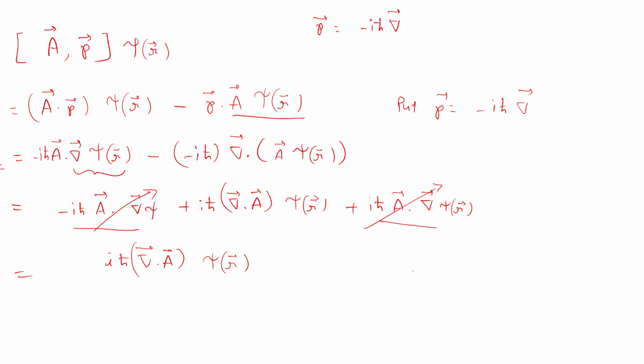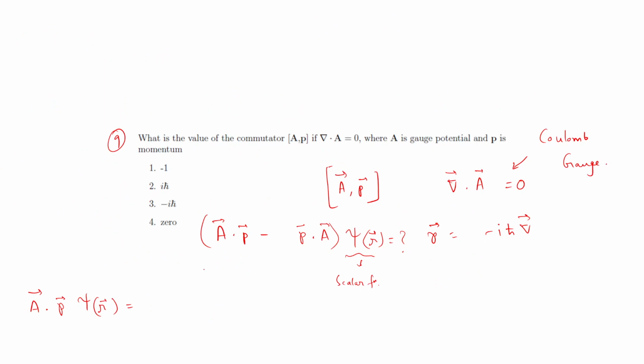But if you look at the question, we are given that we have to work in the Coulomb gauge. Coulomb gauge means divergence of A is equal to 0. So this is 0, and we get 0. This means the operator A dot P minus P dot A is nothing but the zero operator. So your correct answer is the last option.